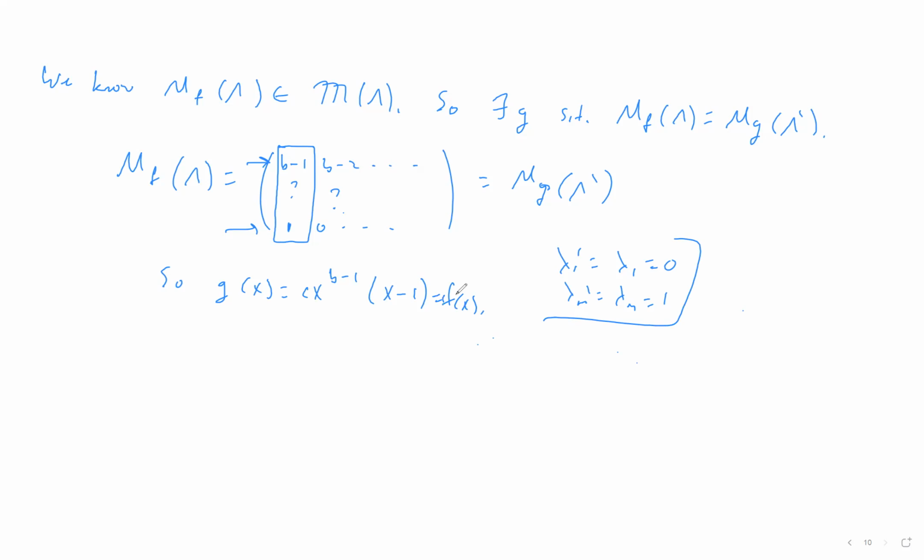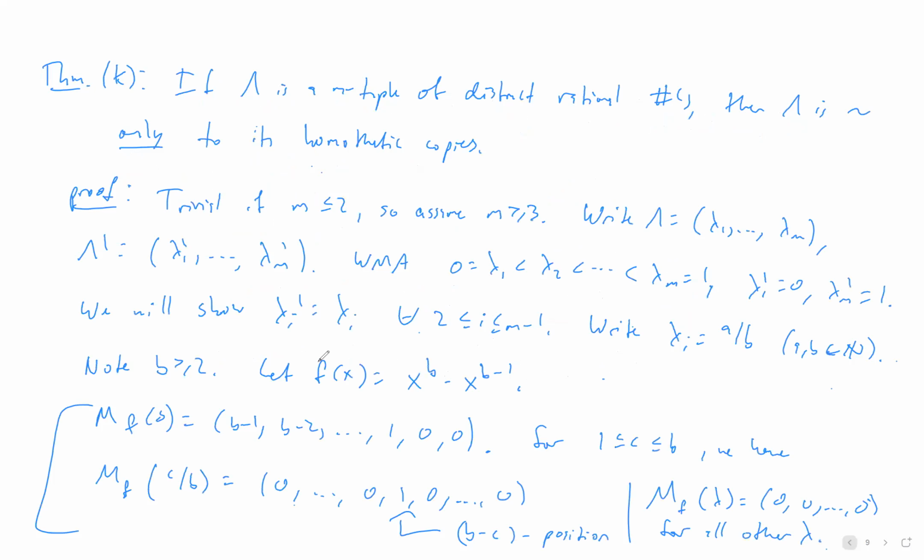Okay, but now let's look at what happens in the row for lambda i. So the lambda i row is 0, 0, and then we have this 1. And so we know that that's what this row is. But then this is also equal to the lambda prime i row. It's equal to this. But recall our characterization of these derivative vectors.